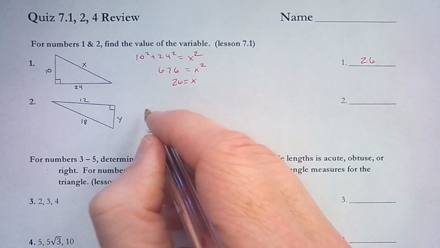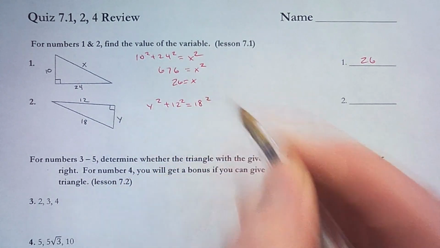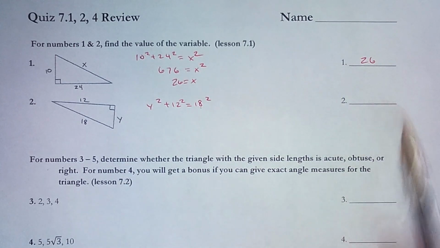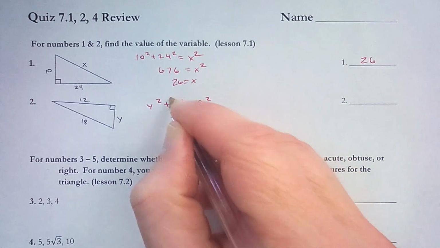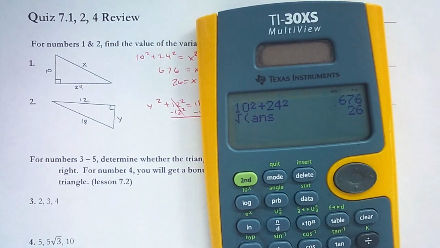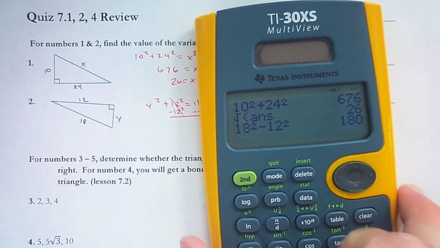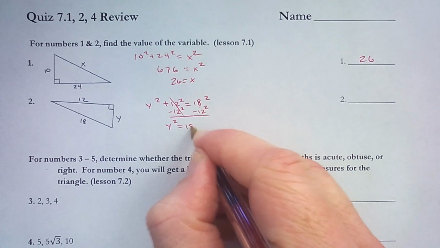On number 2, I've got y squared plus 12 squared equals 18 squared. Don't forget the hypotenuse always goes by itself. Okay, so I need to subtract 12 squared from both sides. So I have 18 squared minus 12 squared, and that is 180. So y squared equals 180.